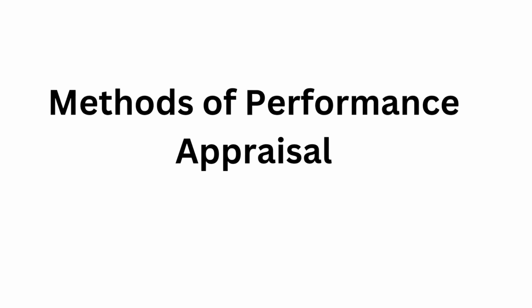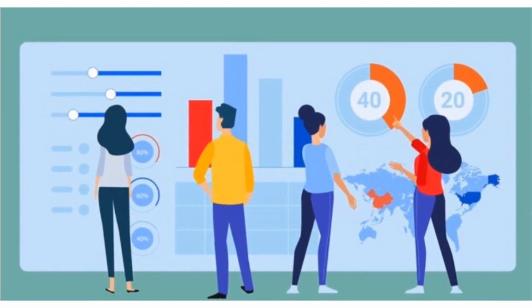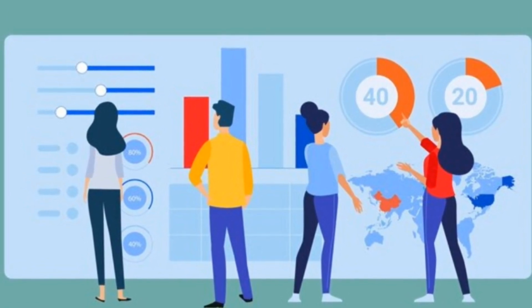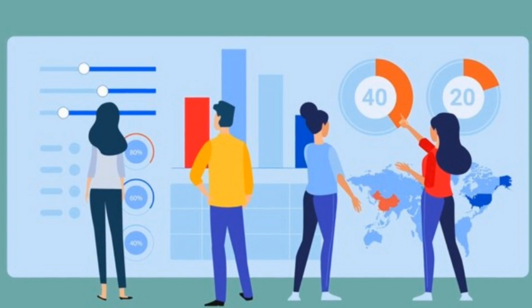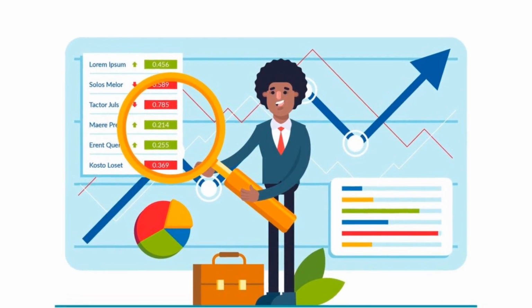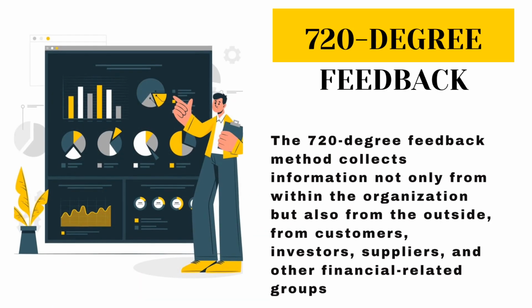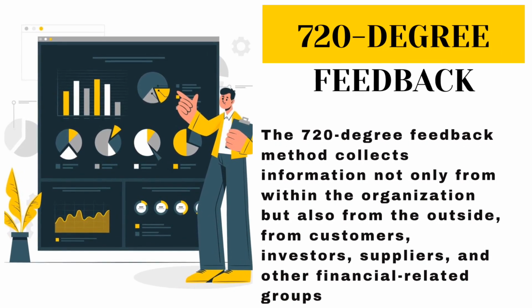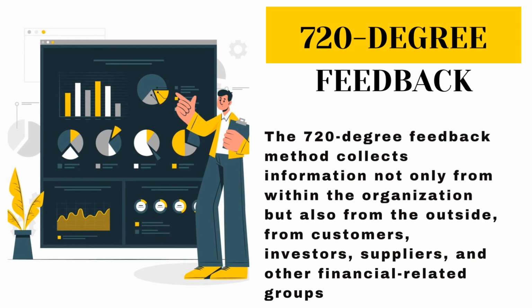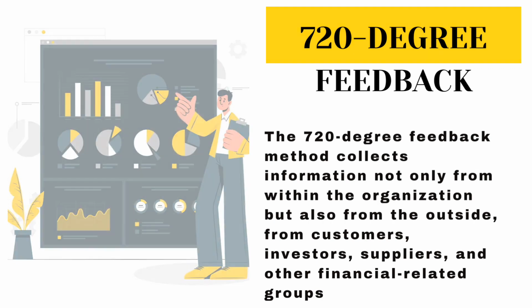Now let's see the methods of performance appraisal. It comes in many forms. Managers and human resources staff responsible for these appraisals need to choose the best methods based on the size of the organization and what sorts of responsibilities the employees fulfill. First is 720-degree feedback. You could say that this method doubles what you would get from the 360-degree feedback. The 720-degree feedback method collects information not only from within the organization but also from outside, from customers, investors, suppliers, and other financial related groups.